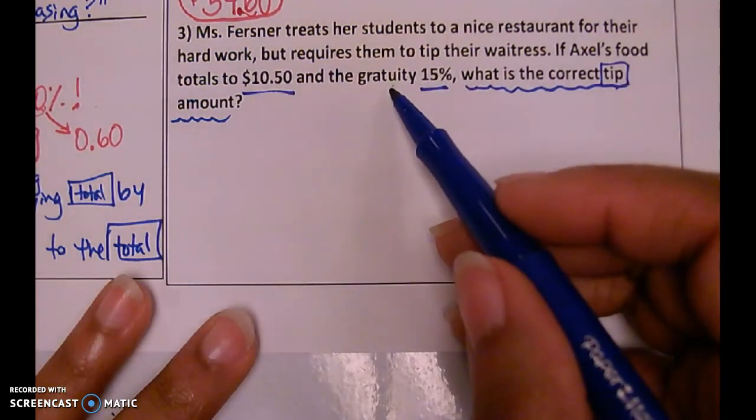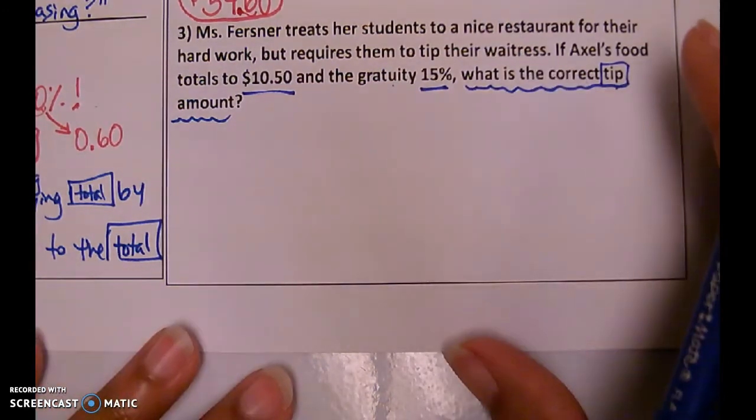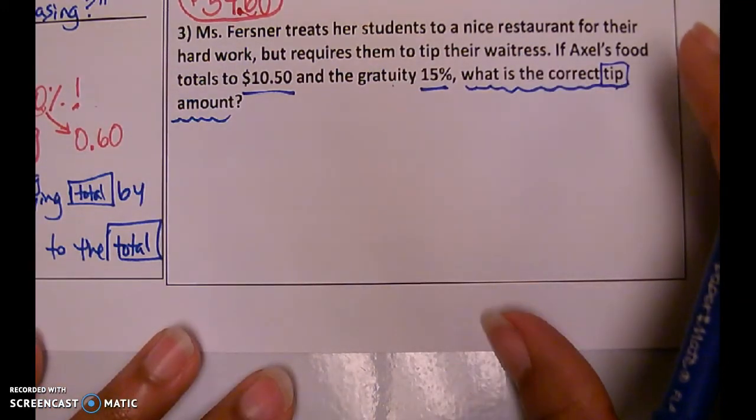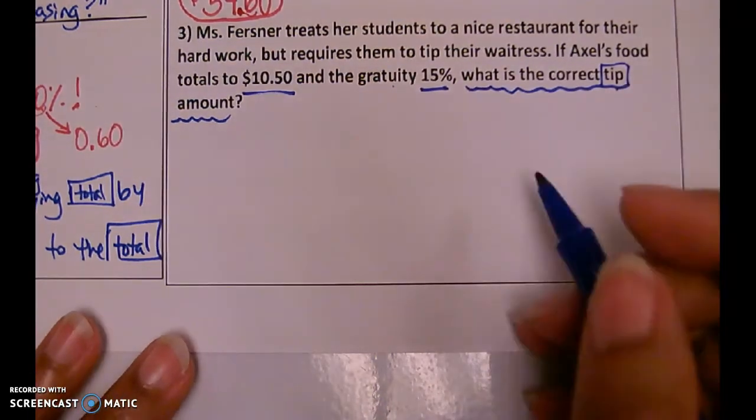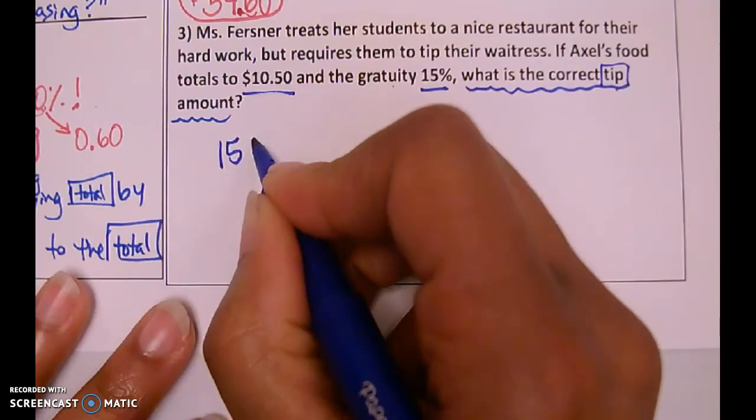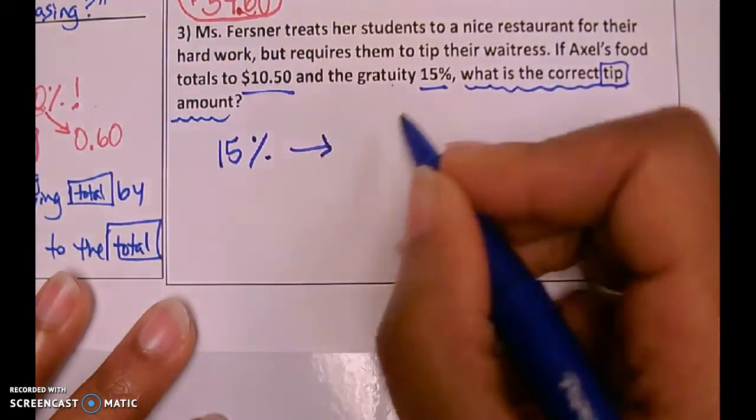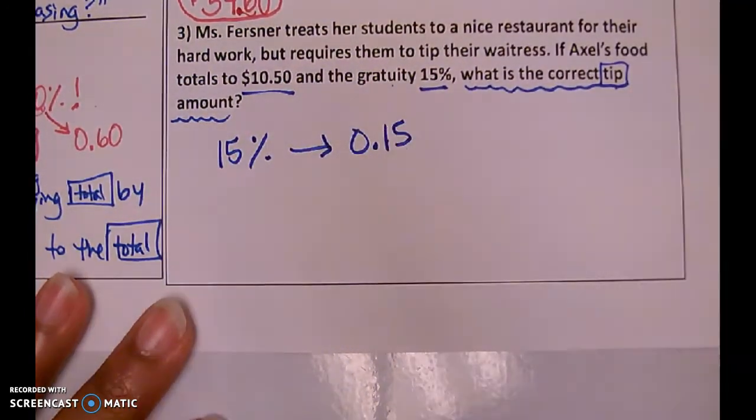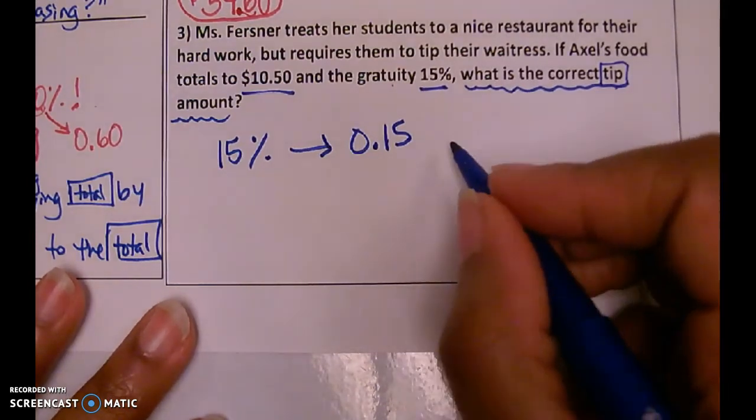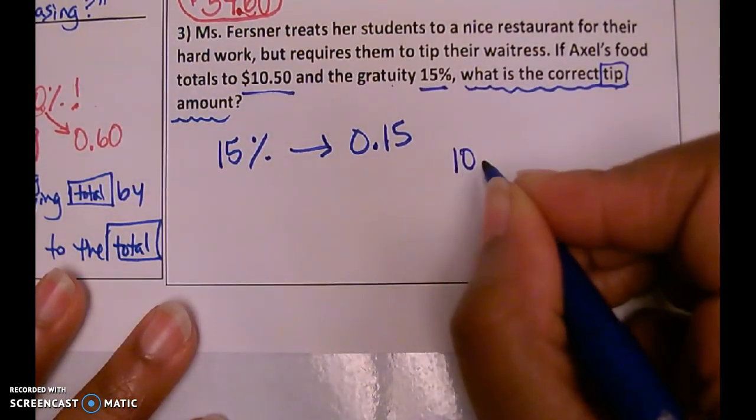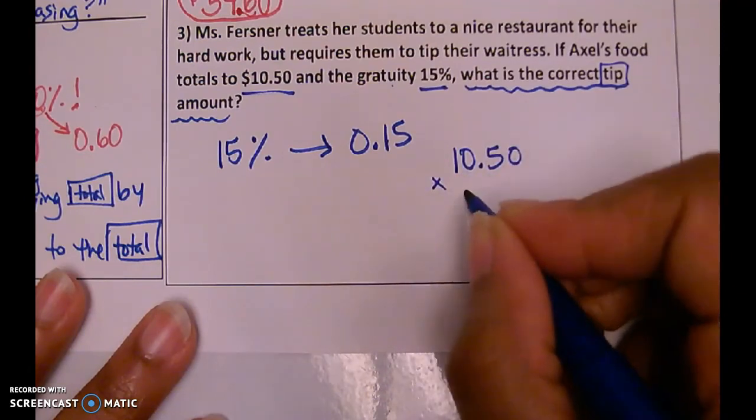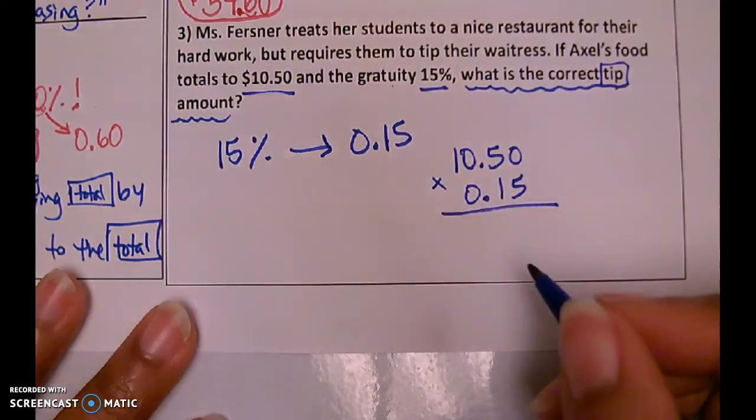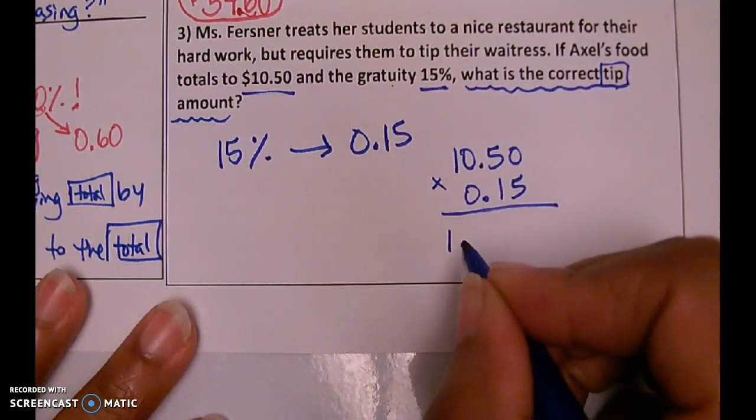For those who don't know, gratuity is the percentage rate that you would pay at a restaurant for the waitress's service. Okay, so it's another word for tip. Now, the first thing we're going to do is take this 15% and change it to a decimal, which is going to be 0.15. Now, the last thing we need to do is multiply $10.50 times 0.15.